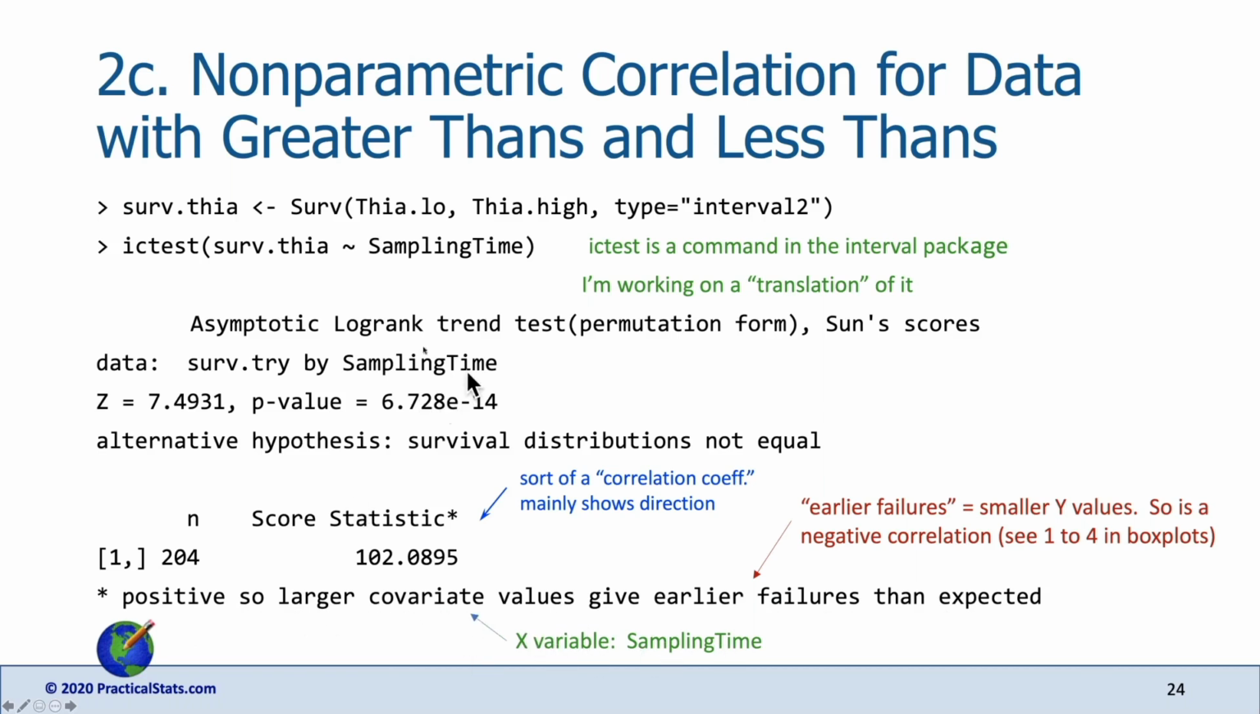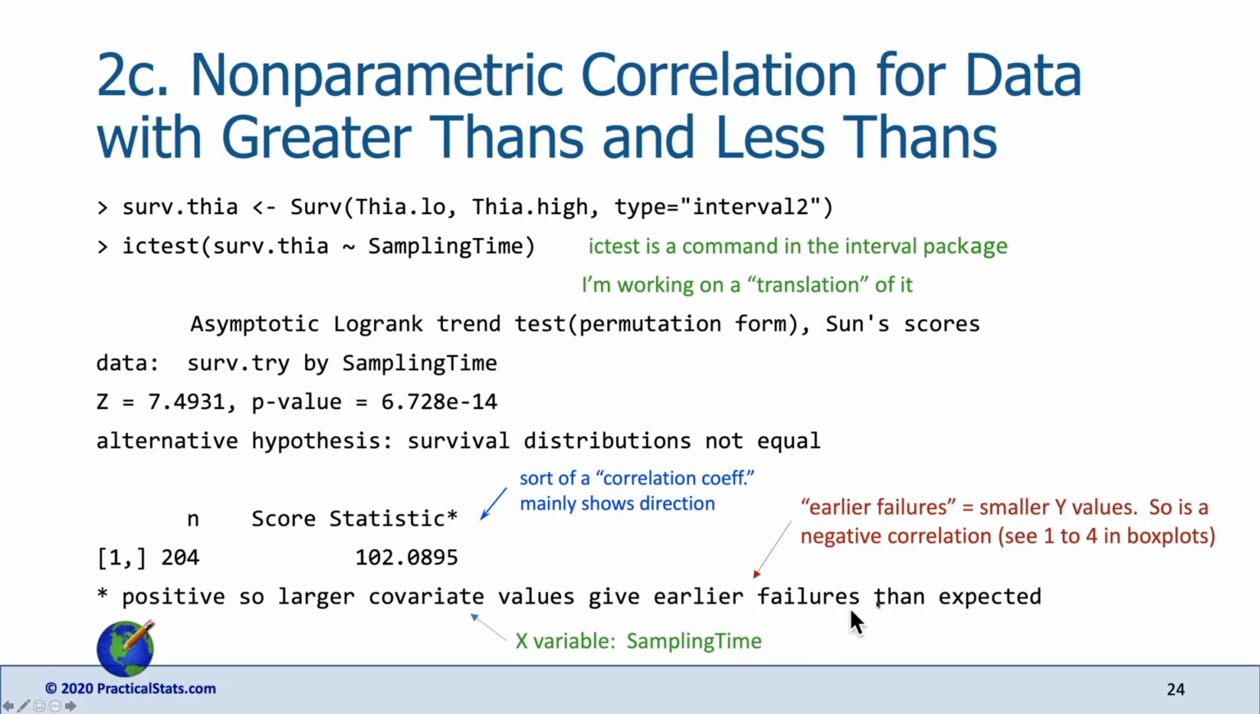It's the covariate, the covariable with the y variable, which is the variable you're interested in. So larger sampling times give earlier failures. That means smaller detected values. Our detects are the survival analysis failures. A failure is something that you have an exact value for. It's not a censored value.